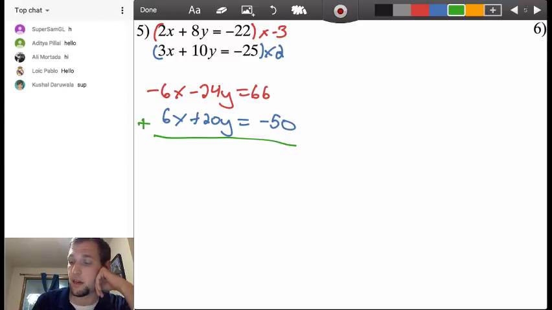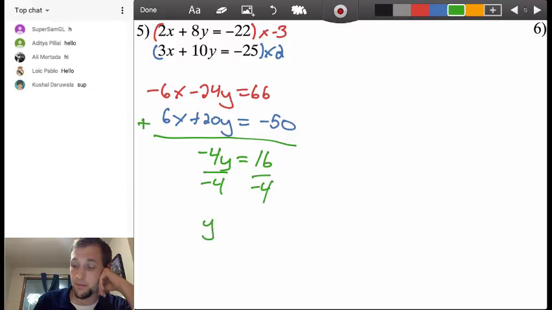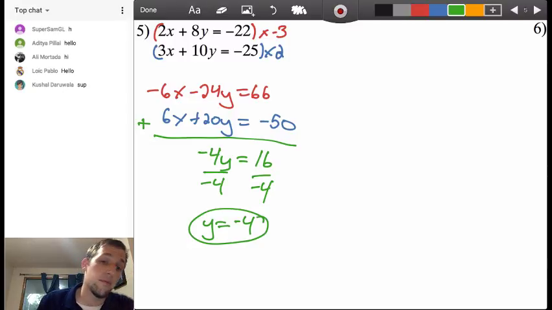Okay, so then when we do -24y plus 20y, we get -4y, and we get +16 over here on the other side. Okay, divide by -4, and we get y equals -4. Cool. Once we have y equals -4, again, same as substitution. Go back and plug it in somewhere.